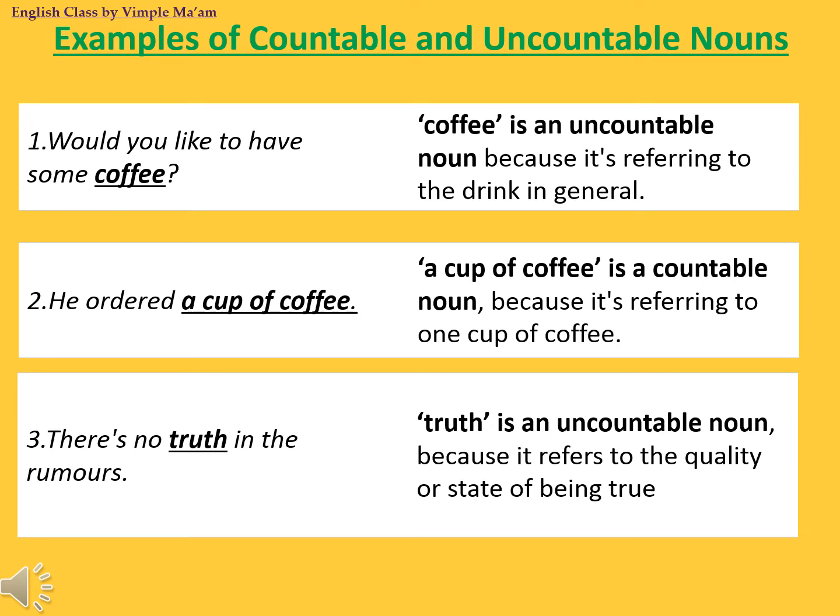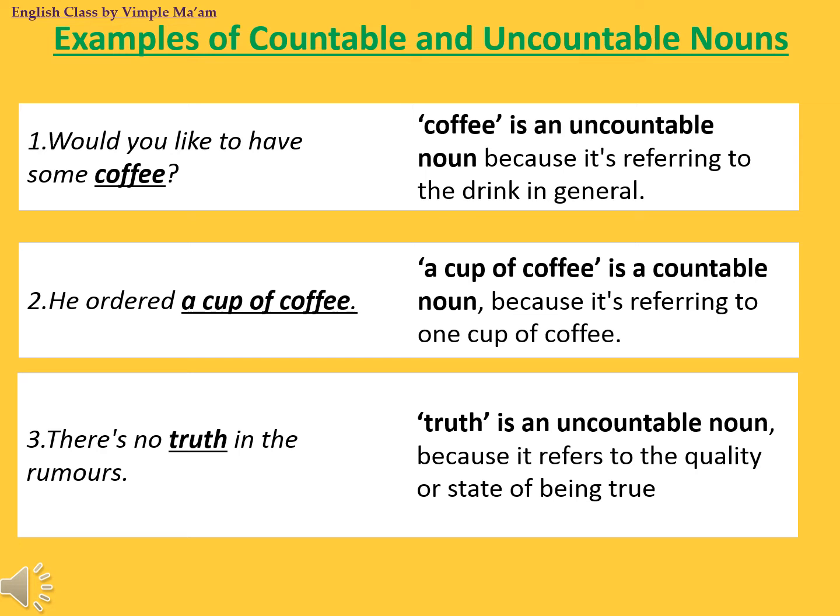One cup is a singular noun, whereas two cups would be plural. So in case we have to write the plural of a cup of coffee, we have to write many cups of coffee. So see the difference. In the first sentence we used the word coffee in general, so it was an uncountable noun, whereas in the second sentence we are referring to a cup of coffee, so a cup of coffee is a countable noun.